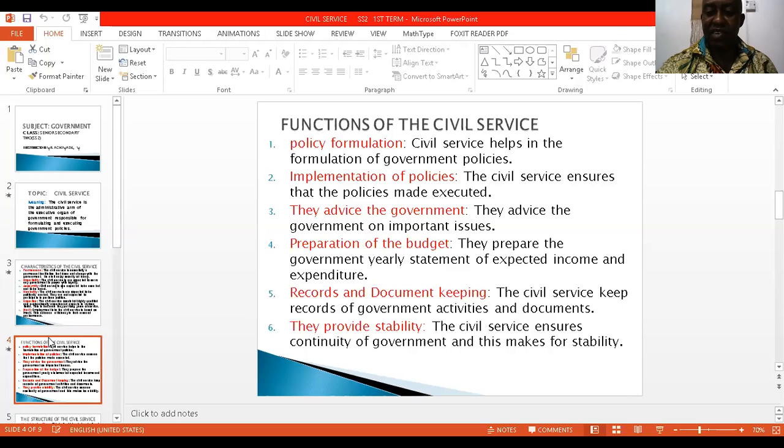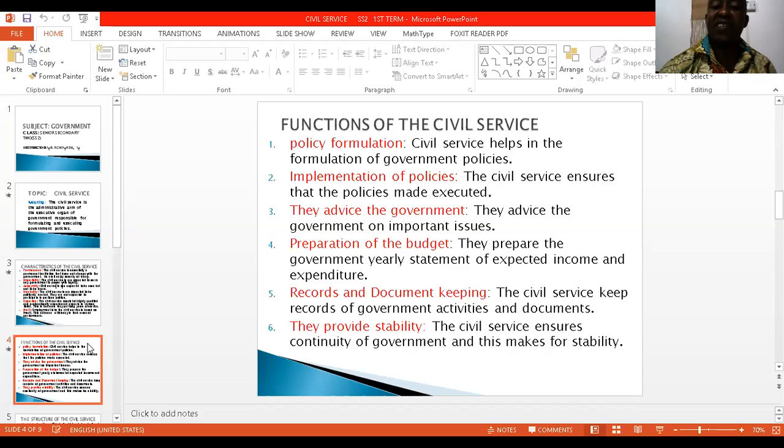They provide stability, and so on and so forth. Let's continue. The civil service helps in the formulation of government policies. They formulate government policies from their different ministries. They formulate policies that will help the government of the day to function effectively. And they will make sure that they implement those policies in the right way, in the most desirable manner. They execute it in a way that people in society will feel the impact of the government in power. Yes, that's one of the major functions of the civil service.